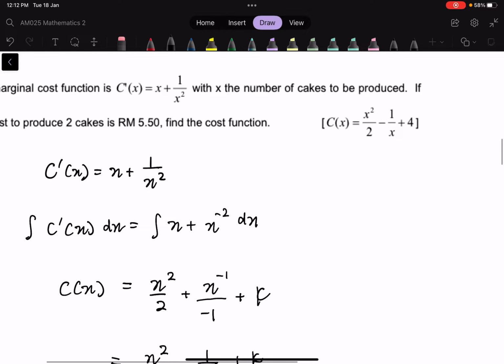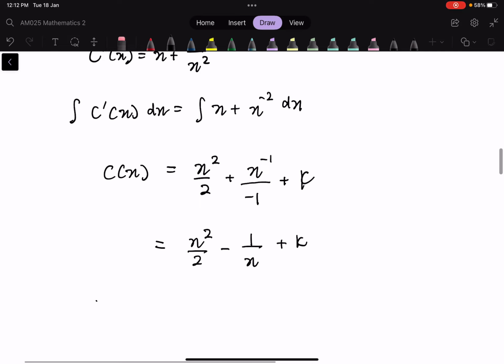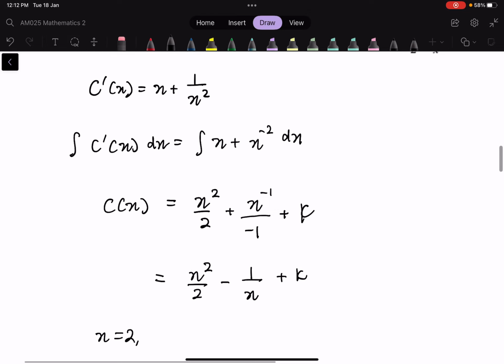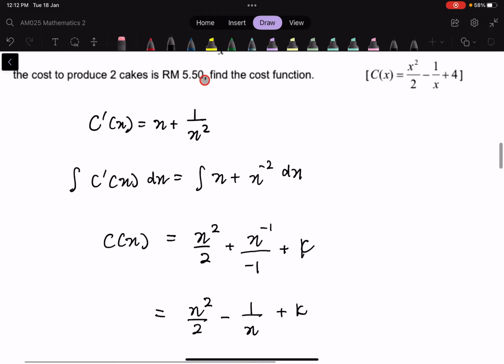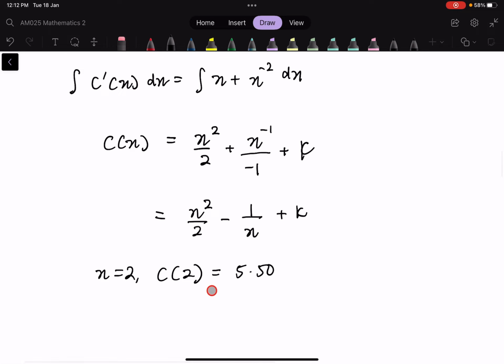So we're given also that the cost to produce 2 cakes means x equals 2, is 5 ringgit and 50 cents, which means C(2) equals 5 ringgit and 50 cents. If we substitute into our cost function, then we're going to find the k. So let us substitute.